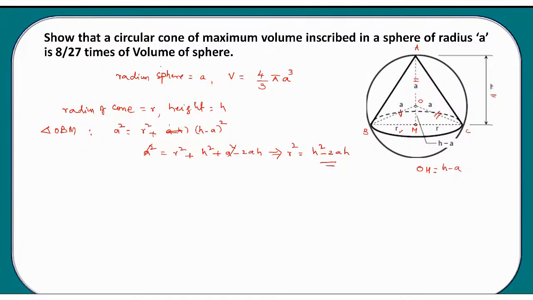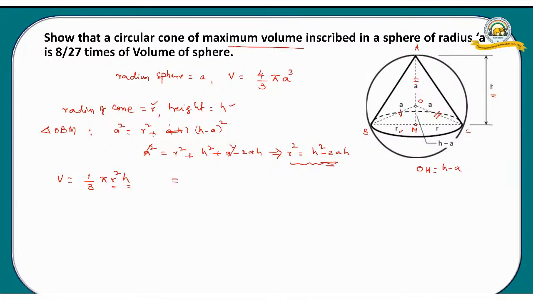Show that a circular cone of maximum volume. Here, a circular cone of maximum volume means the volume of the cone is your function. So what is the volume of the cone? Since you have considered R is the radius and H is the height, 1/3 pi R square H is the volume of the cone. In the volume of the cone, there are two variables, R and H. With the help of this given relation, rewrite in terms of one variable here.